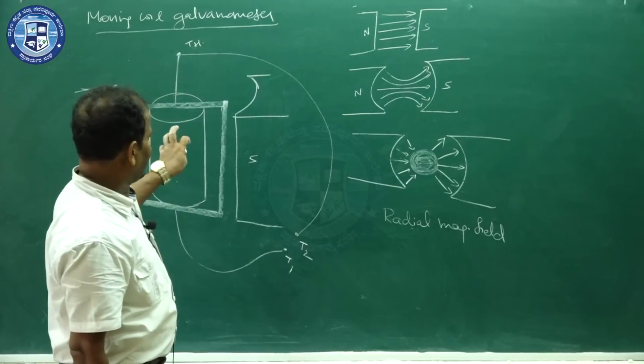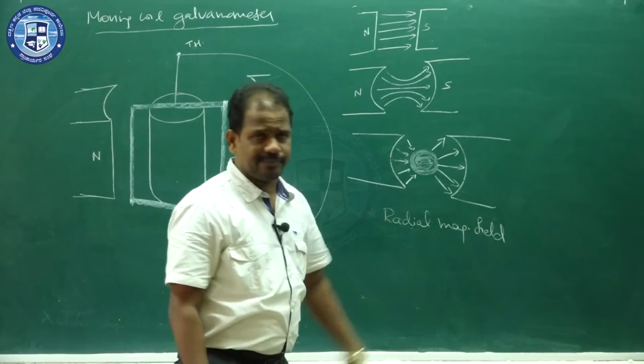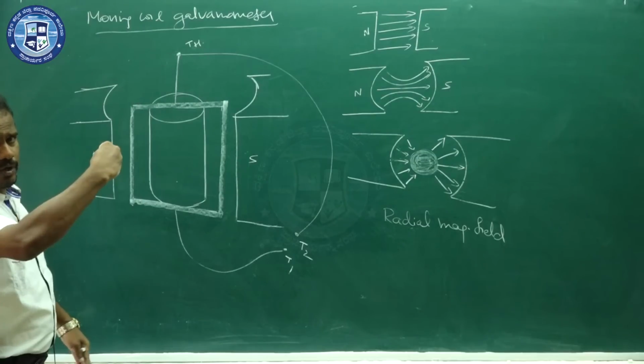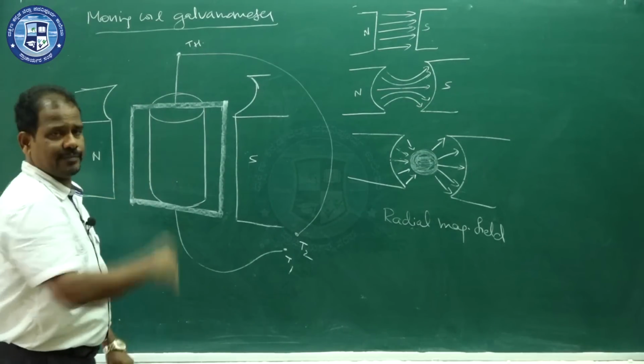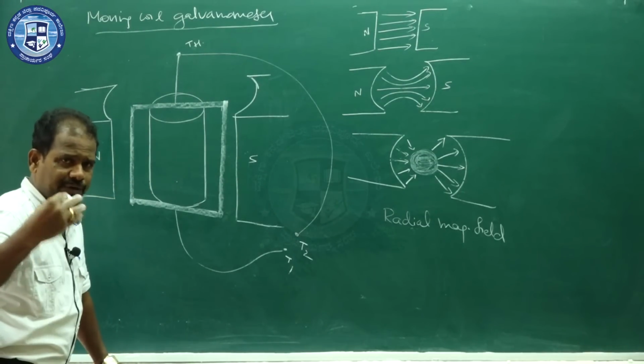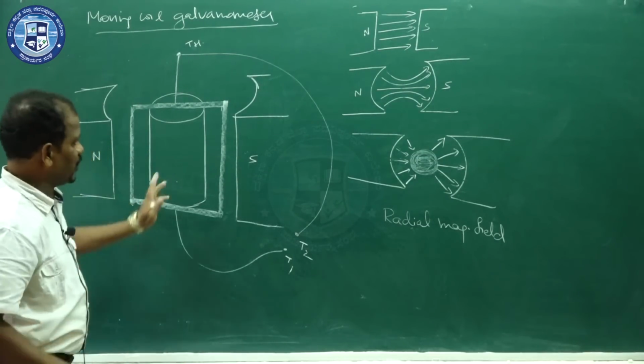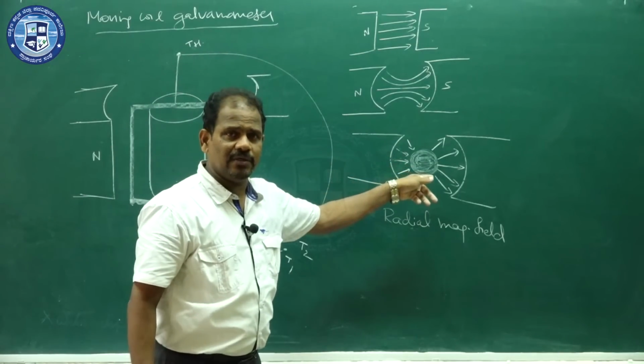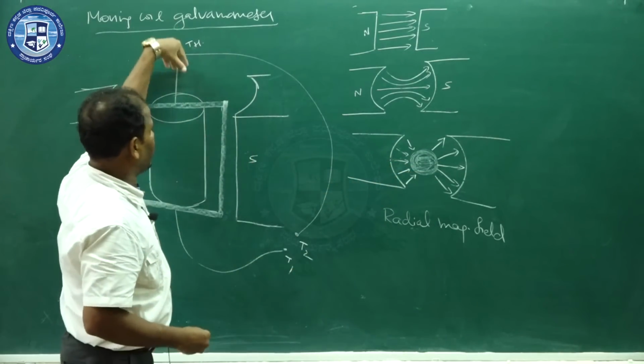What do you understand when you look at this picture? This is the front view of the moving coil galvanometer. When you see the moving coil galvanometer from the front, this is the view. And when you see it from the top, it looks like this.